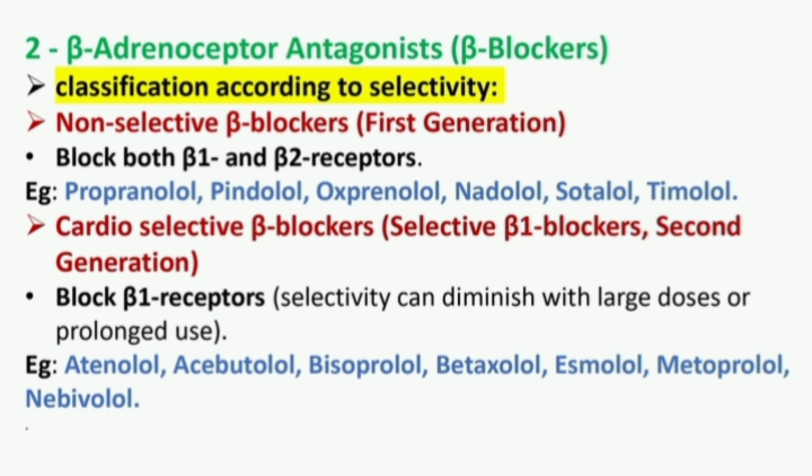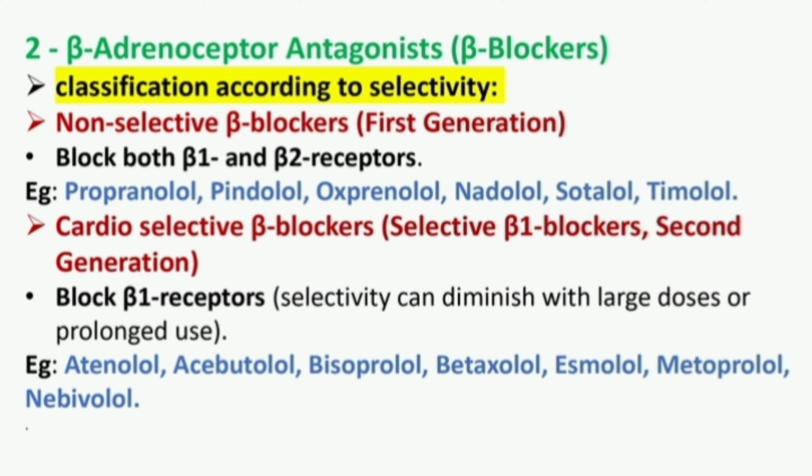Next one is cardioselective beta blockers. That means selective beta 1 blockers. That is second generation. The first drug is atenolol, and it blocks the beta 1 receptors. The selectivity can diminish with large doses or prolonged use. Okay. Examples mainly atenolol, acebutolol, bisoprolol, betaxolol, esmolol, metoprolol, nebivolol. These are the main drugs we are discussing.